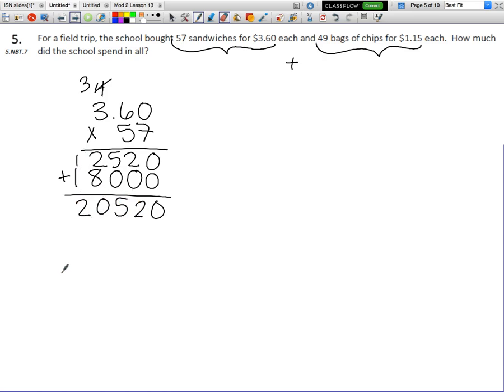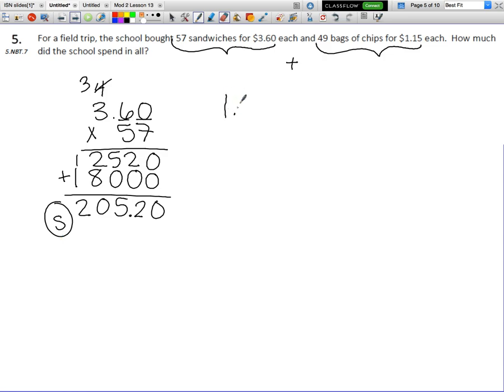All right, so there is my product there, but we are not done yet. We have decimals in our problem. I see 2 numbers behind my decimal place, so I need to make my answer match. So for sandwiches, they spent $205.20.